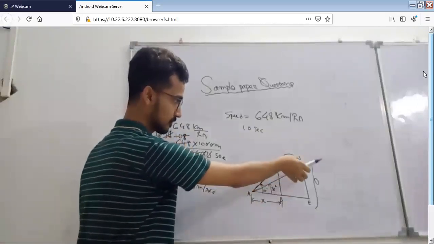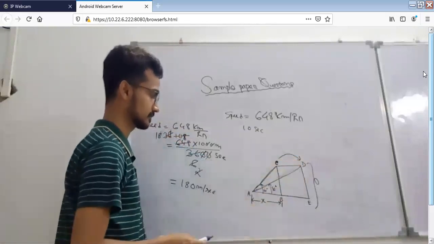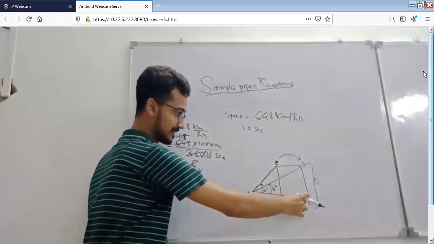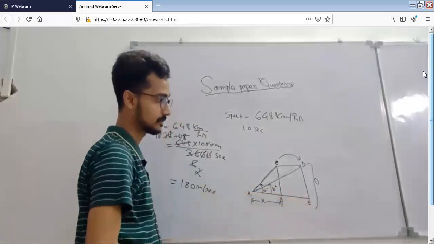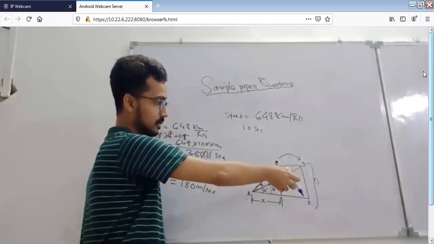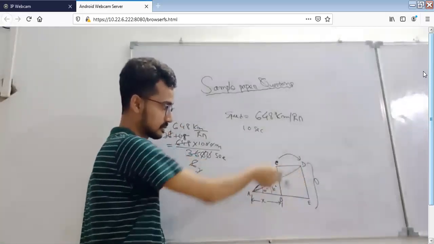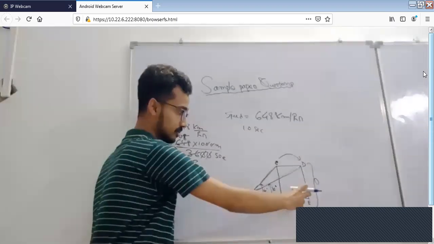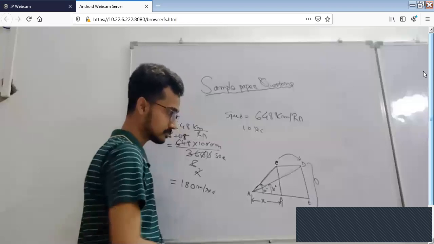Now you have to find DE or CB. Now see, suppose the length of AB is X. Now what will be the length of BD? How can you find the length of BD? Because for finding DE or CB, you have to first know the value of X and you have to know the value of BD. Yes or no? Now how can you find BD?